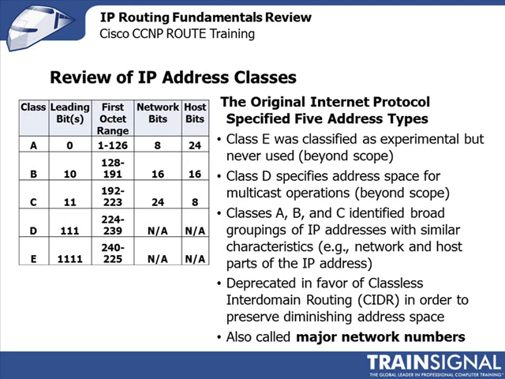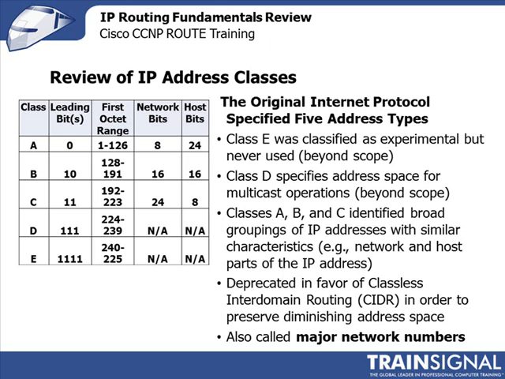You can see the table to the left lists leading bits, octet range, network bits, and host bits, and those sorts of things. But Class E is largely irrelevant. Class D specifies address space for multicast operations. And just a moment ago we talked about unicast, broadcast, and multicast. As a subject, multicast is beyond the scope of what we'll be discussing in IP routing, but it does have functionality that's important that we'll talk about later.